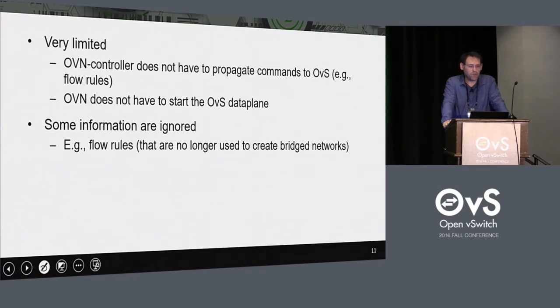So the modifications that we did to the OVN framework are very limited. We disabled the propagation of commands from the OVN controller to OVS because, of course, the OVS data plane is no longer there. We do not start the OVS data plane for the same reason, while for the rest, we kept almost everything unchanged. Also, if there is some information that is no longer used, like the computation of the flow database, the flow rules that should be pushed to the OVS, this is still kept, although it is not used in our prototype.